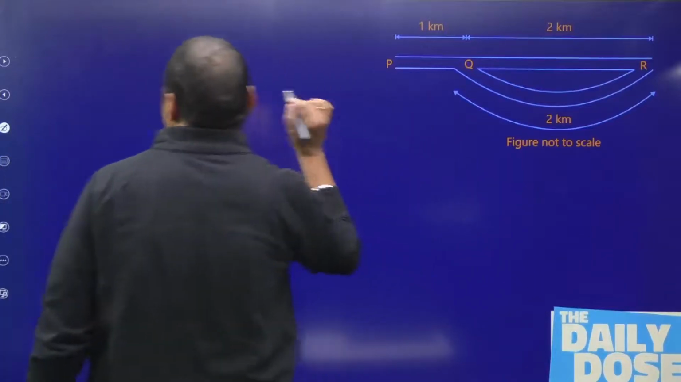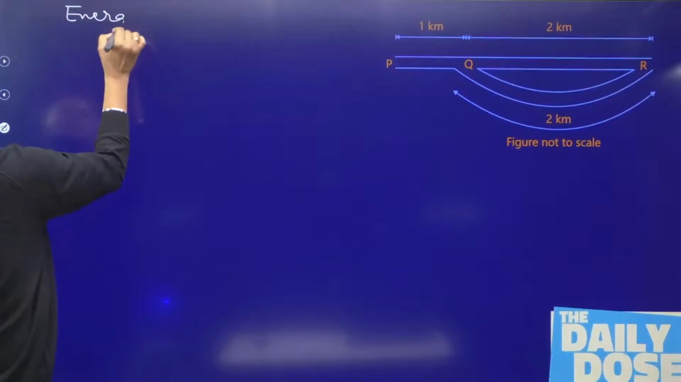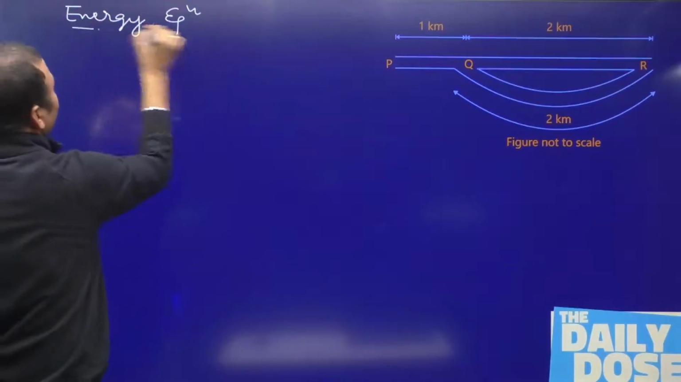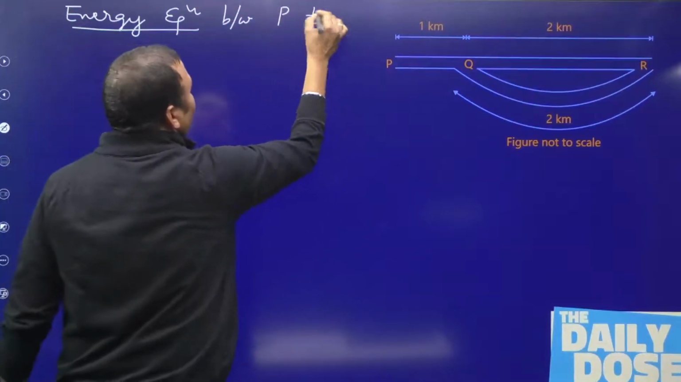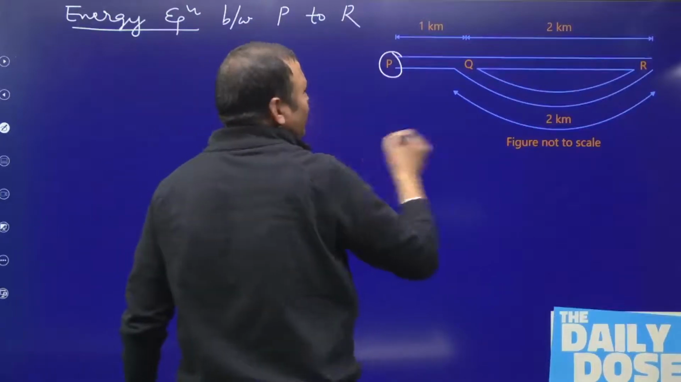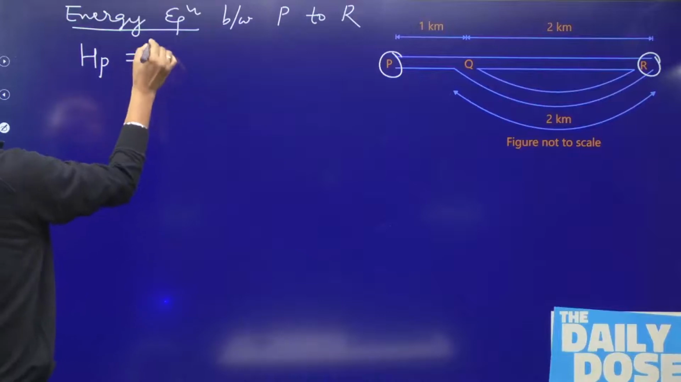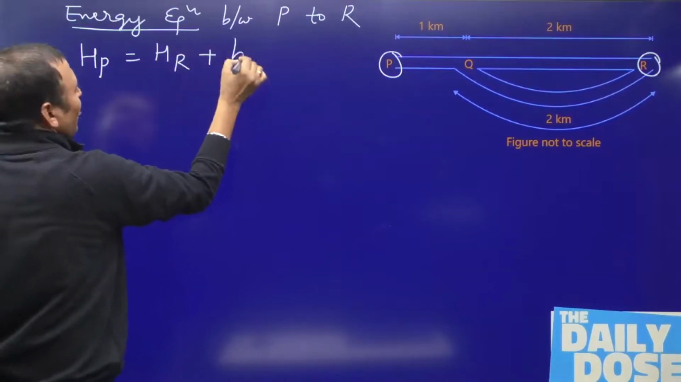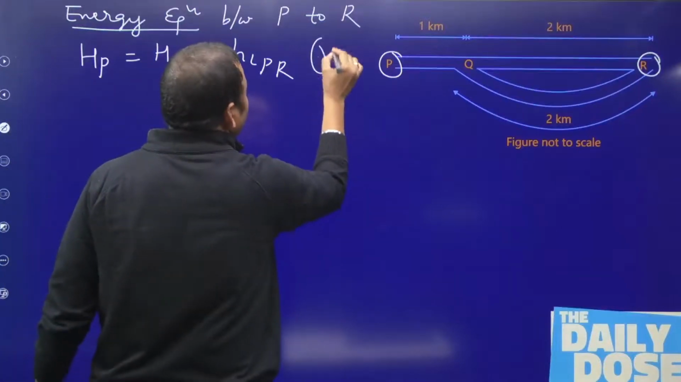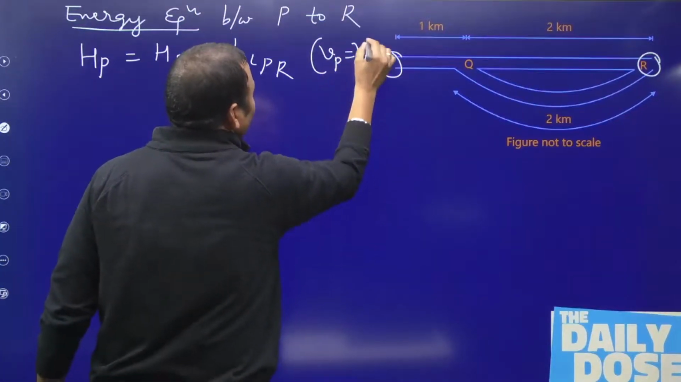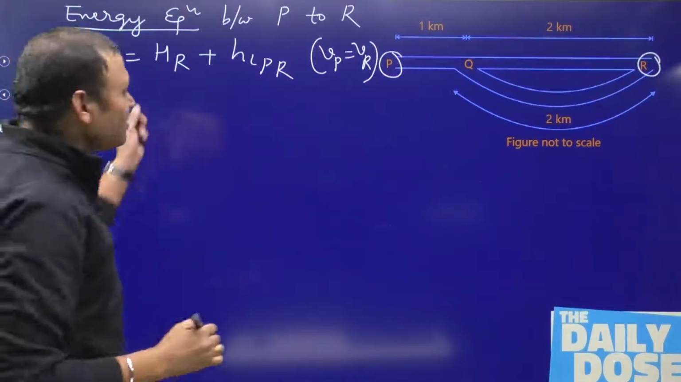So do you agree if we apply the energy equation between P and R? If we write energy equation between P to R. Why? Because piezometric head at P is known, piezometric head at R is known. So we can say the total head at P is equal to total head at R plus the loss between P to R, isn't it? And according to continuity equation, the velocity at P must be equal to velocity at R because the area is same. So we can say this will become the piezometric head, velocity gets cancelled out.